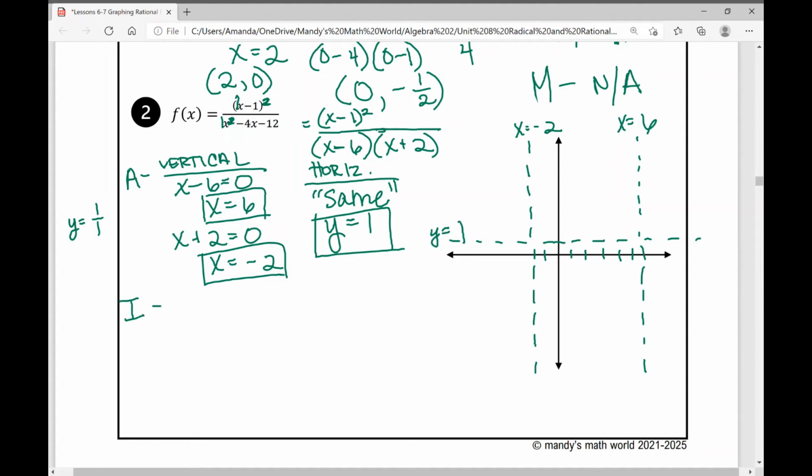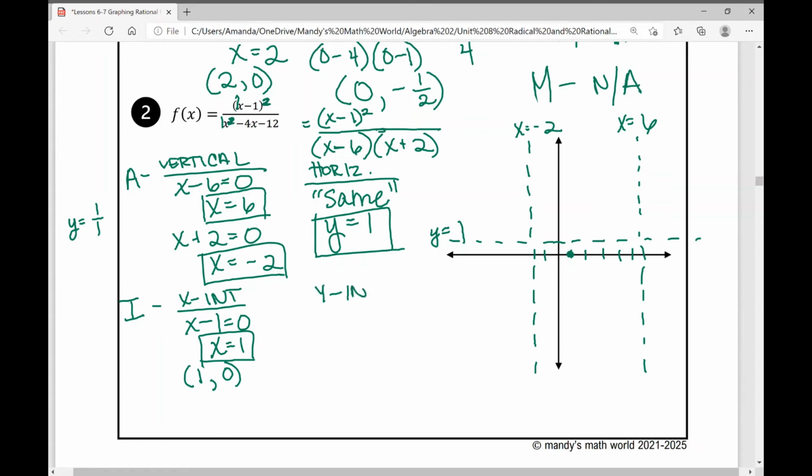So the intercepts are the solution to the top. I'm going to set my numerator equal to 0, and I have x minus 1 squared. So I'm just going to set x minus 1 equal to 0. And when I solve for x, I get x equals 1. And if I write that as an ordered pair, I get (1, 0), right? The x-intercept is when y is 0. So I know my x-intercept is at (1, 0).